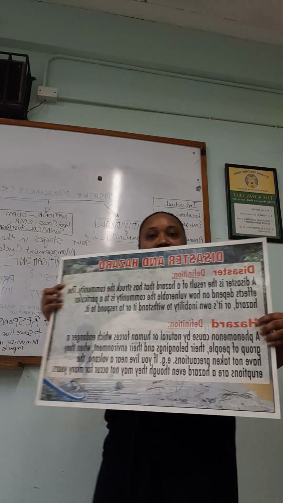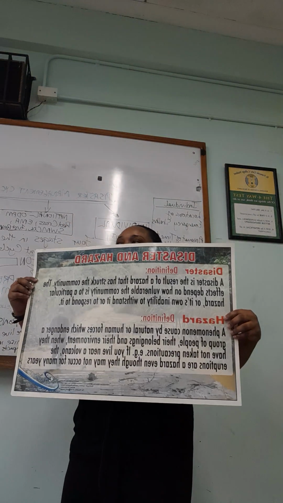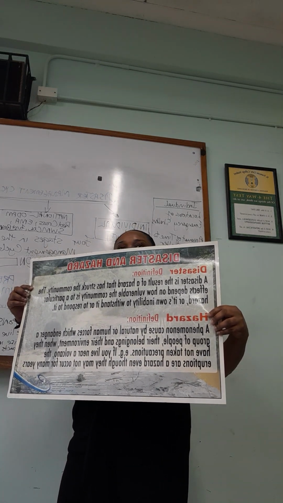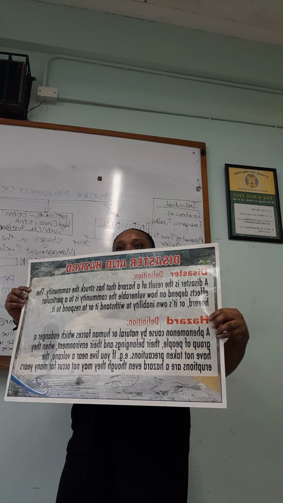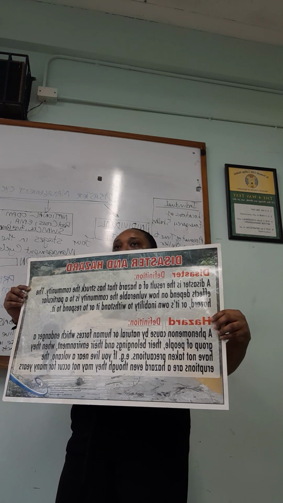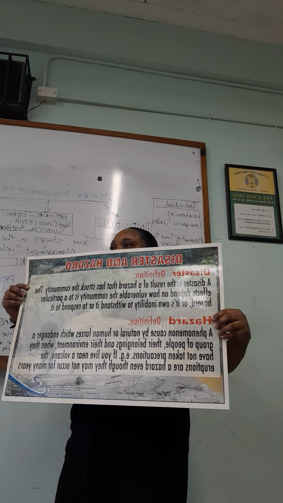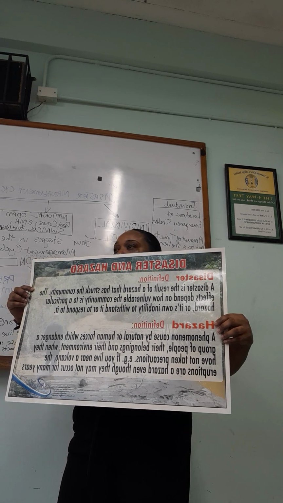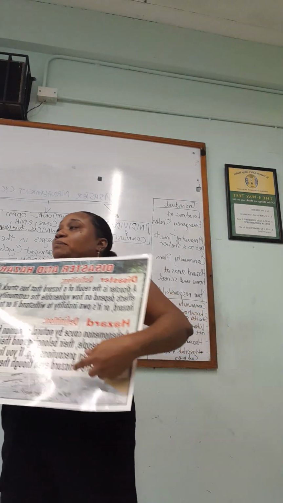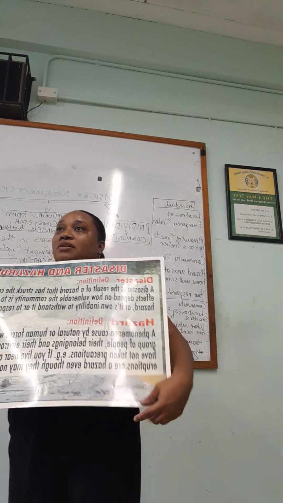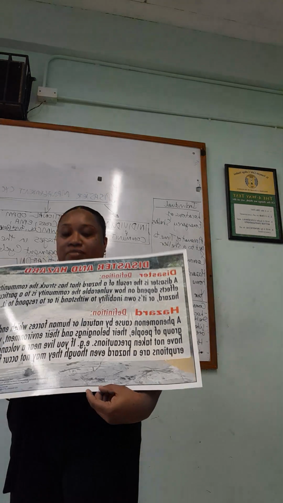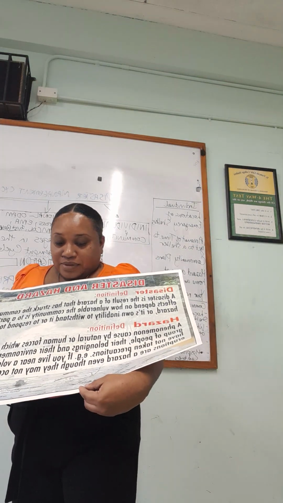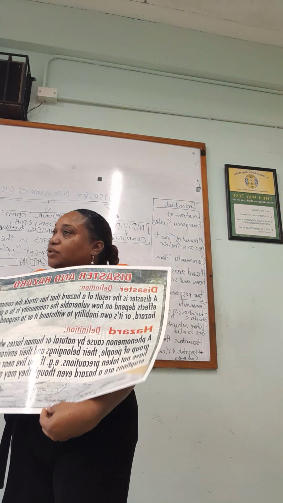A disaster on the other hand is what? A disaster is the result of a hazard that has struck the community. The effects depend on how vulnerable the community is to a particular hazard, or its own inability to withstand it or to respond to it. So the important part underneath here is what? The inability to.